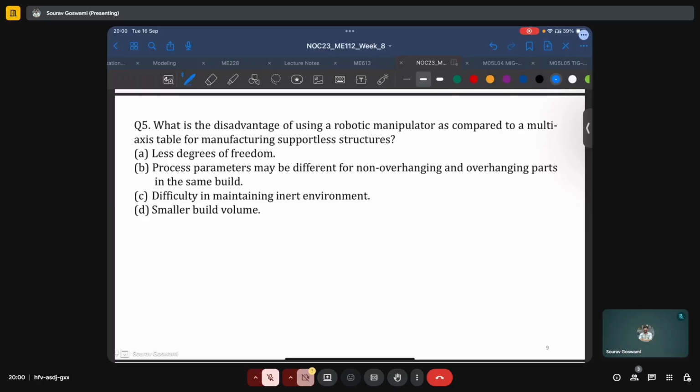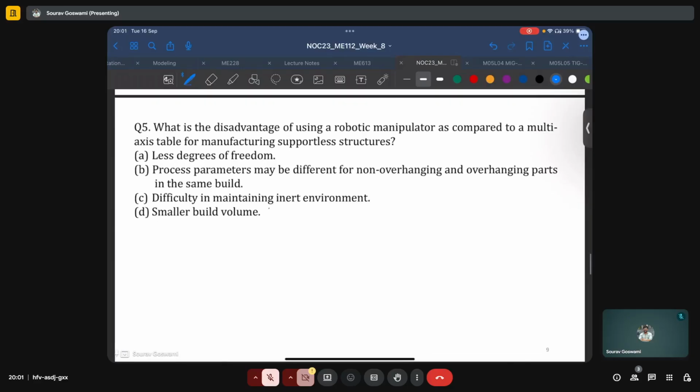A robotic manipulator, in fact, may typically have a larger build volume than a multi-axis table, and so option D is not correct. The difficulty in maintaining an inert environment may be similar for both cases, because even with robotic manipulators, we can confine it to a chamber or have some shroud or cover to maintain the inert atmosphere. So this is not really true.